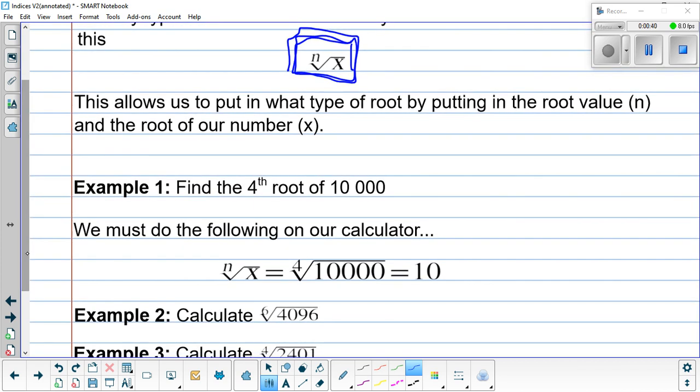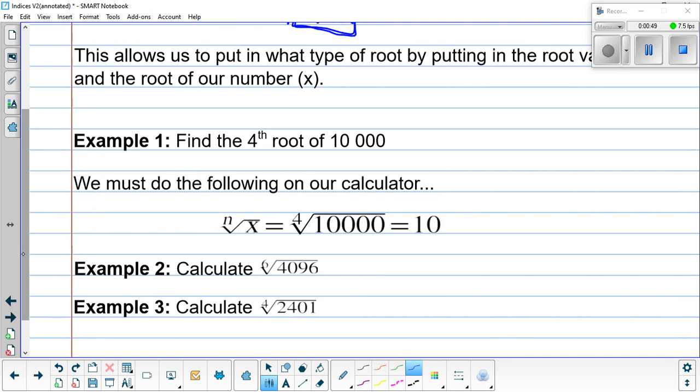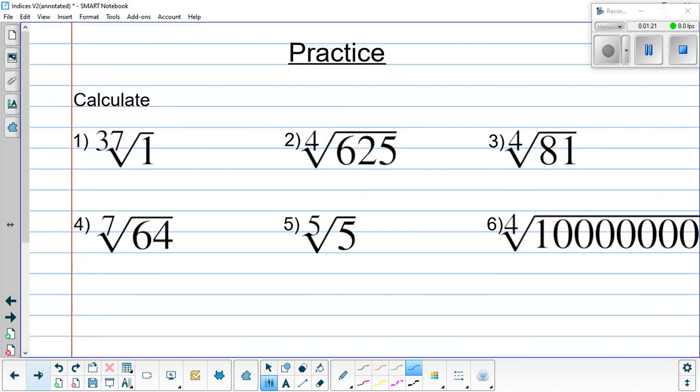As you can see, I am putting in a little 4 above the check mark, and then the 10,000 for the base. I'll get back the value of 10. Example 2, I'm putting in 6, and inside 4,096, and that'll get back an answer of 4. And lastly, the fourth root of 2,401 is 7. You can tell how unused these are, because after squaring and cubing something, we just talk about the fourth, fifth, sixth powers.